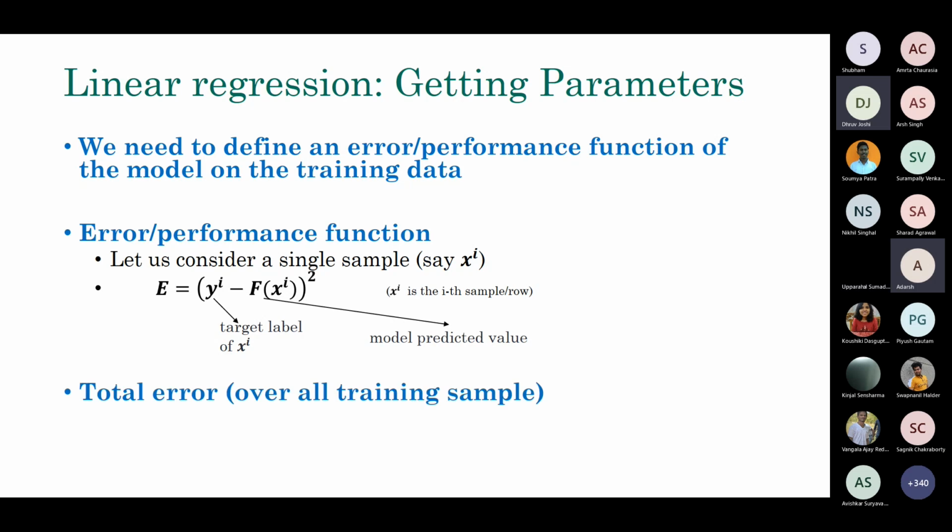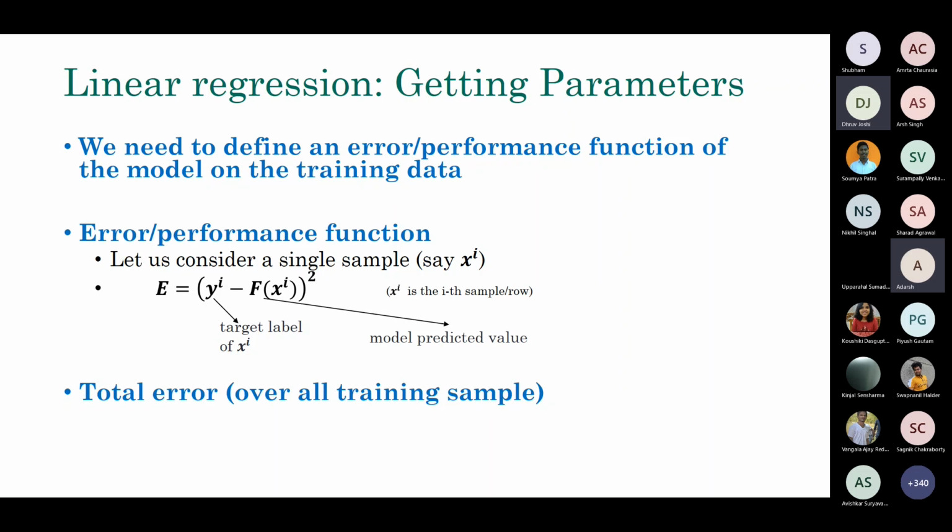Now, because in any training data you have many such examples, we need to define a total error, because we want to measure the performance of the machine learning model on the entire training data set, not on a single sample. So we would like to define the total error.